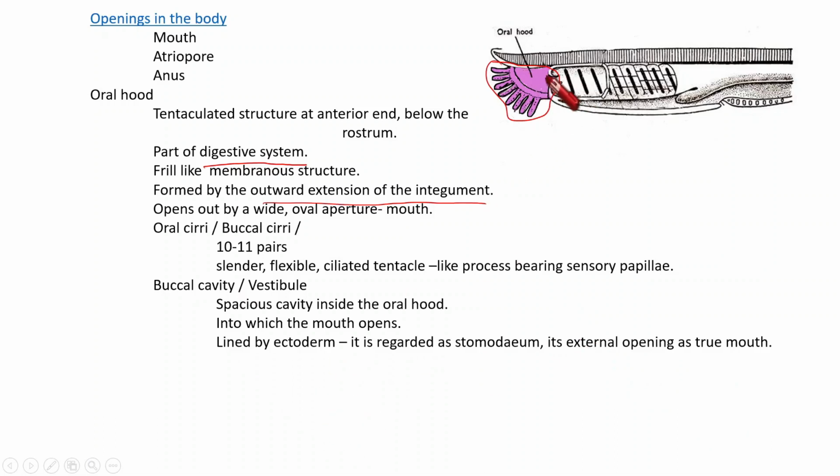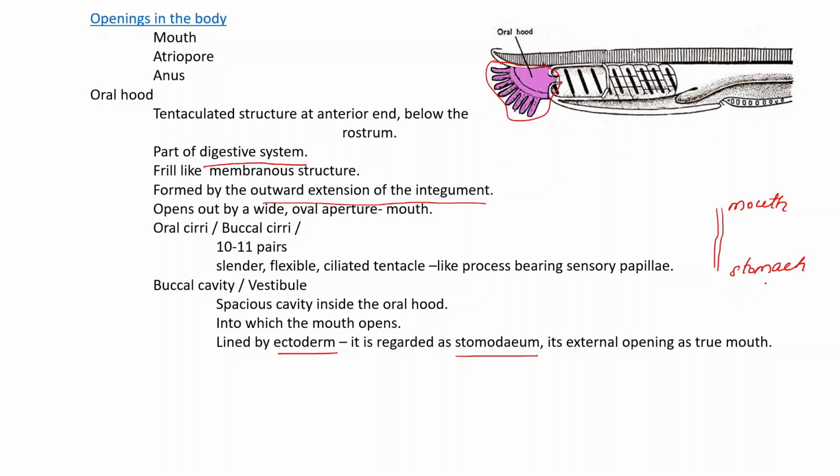And this buccal cavity is lined by what? It is lined by ectoderm. And as it is lined by ectoderm, this buccal cavity or vestibule is considered as the stomodeum. Stomodeum means the mouth of the embryo. It is a mouth part present in the embryo during its developmental stage, and later it will become a part of the alimentary canal between mouth and stomach.